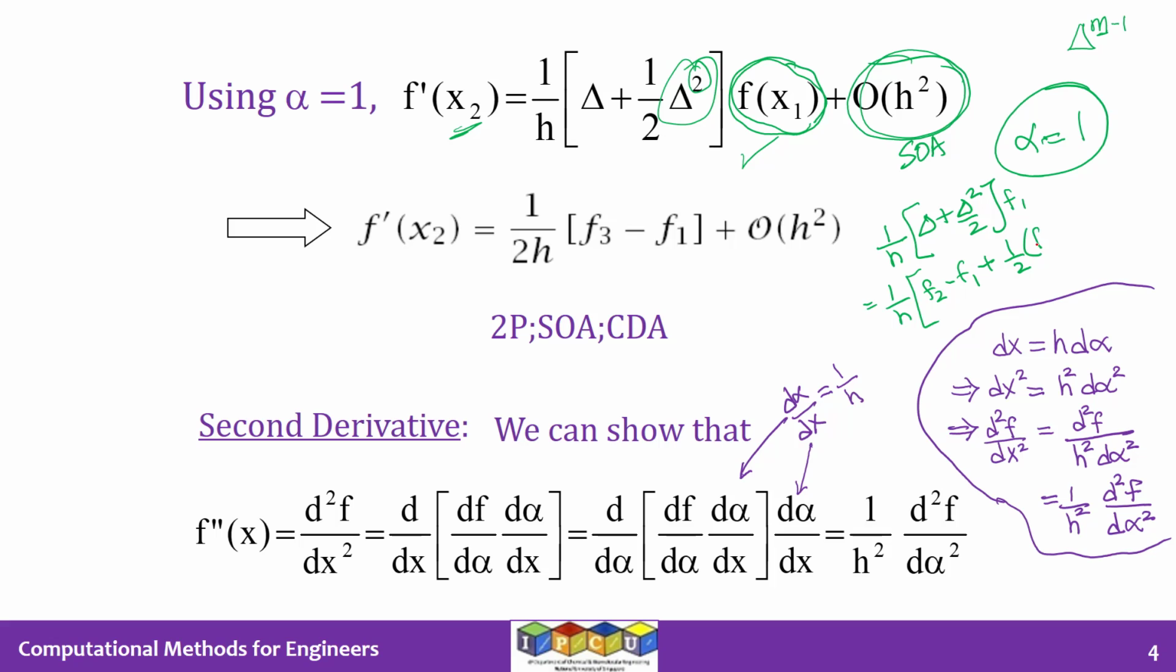Delta squared f1 is going to be delta of f2 minus delta of f1. Delta of f2 is going to be f3 minus f2, minus delta of f1 is going to be f2 minus f1. So minus of minus will become plus. So this is what we're going to get. This is going to be equal to 1 by h. We are going to get minus f1 plus half f1. So it's going to be minus half f1.